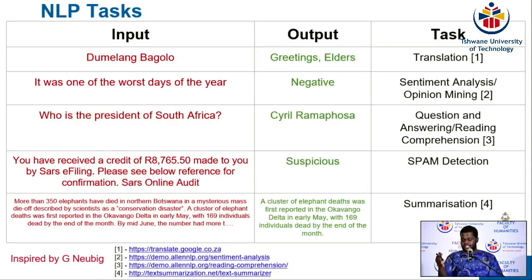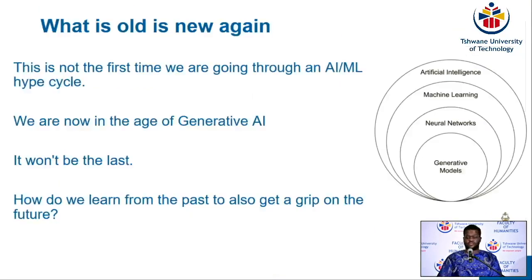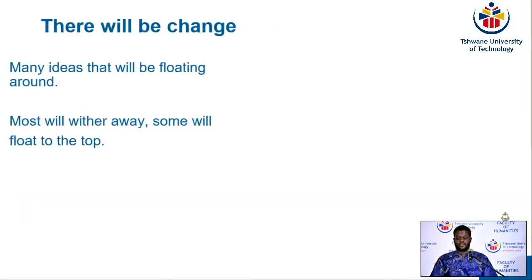Right? Summarization, for example, is a very big task that people are trying to do now, as well as things like entailment in Setswana. And yes, this is not the first time we're going through this. It's just that specific things have happened, especially computing becoming very cheap and data storage becoming very cheap. And we're now in this era of generative AI, where you have all these tools that generate many, many different things. So we need to learn from the past to get a grip on the future.